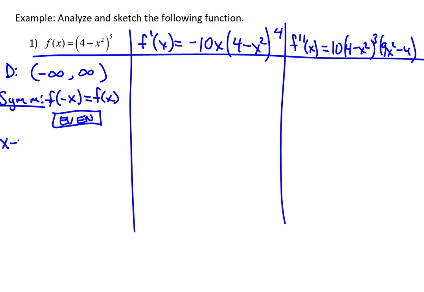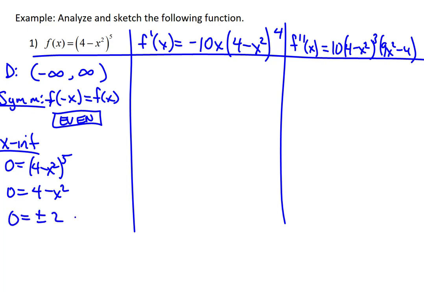Next, we'll want to explore any intercepts. As you may recall, to find an x-intercept, you will set y equal to 0, which is also known as f of x. So we could say 0 equals 4 minus x squared to the 5th and try to solve this for x. Of course, this would mean 0 equals 4 minus x squared, which would mean, sorry, not 0, x equals plus or minus 2 here, which means we have two x-intercepts. They would be negative 2 comma 0 and then positive 2 comma 0. So those points will show up on our x-axis as the x-intercepts.